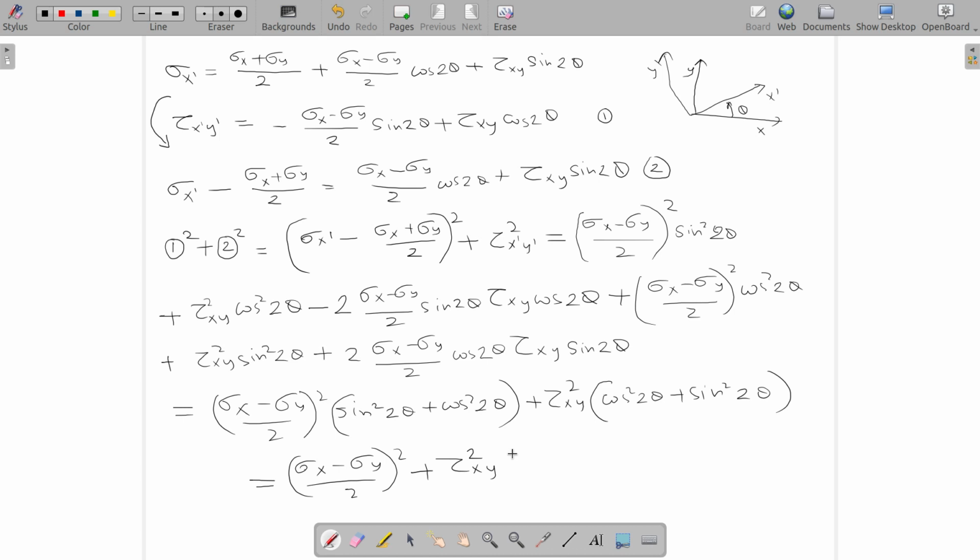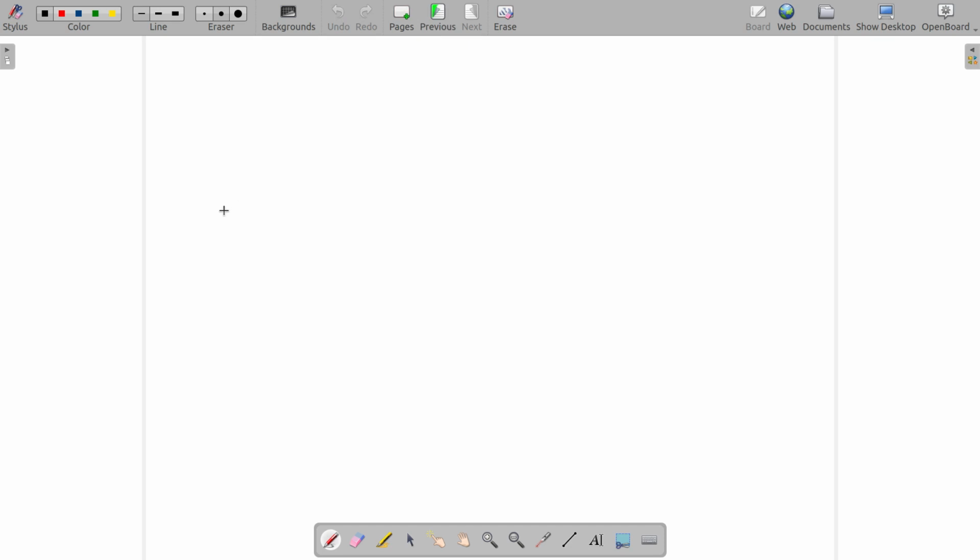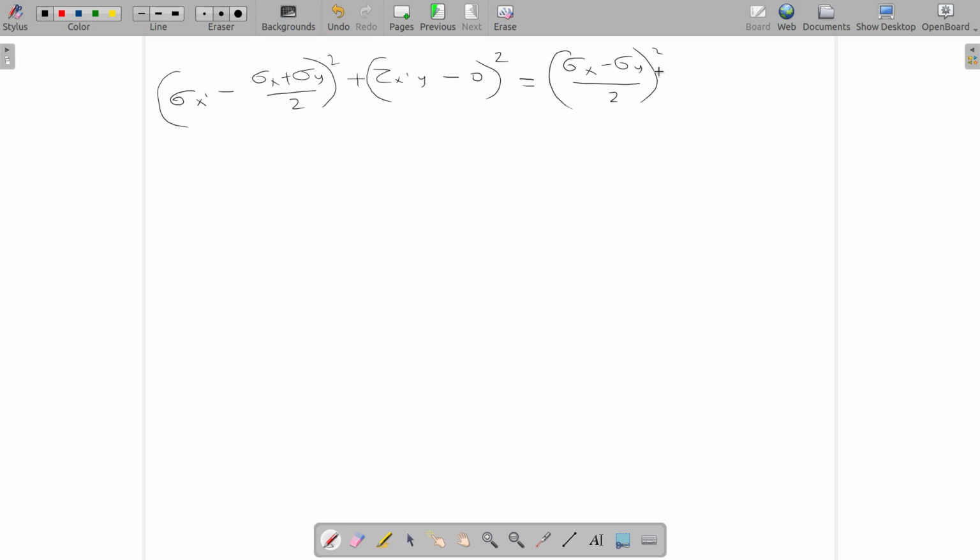Now what does this mean? Let's take a new page and write the equation once again. Simply write minus 0. Minus 0 does not make any difference, right? On the right hand side, we obtained sigma x minus sigma y by 2 whole square plus tau xy square.